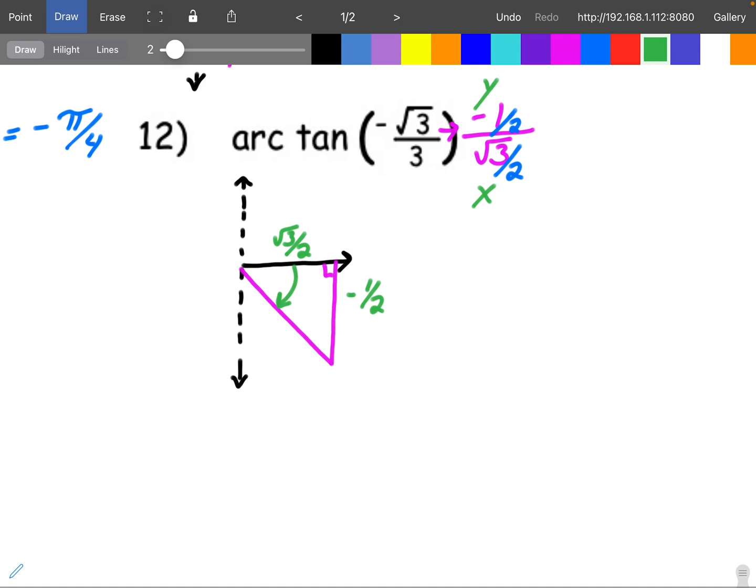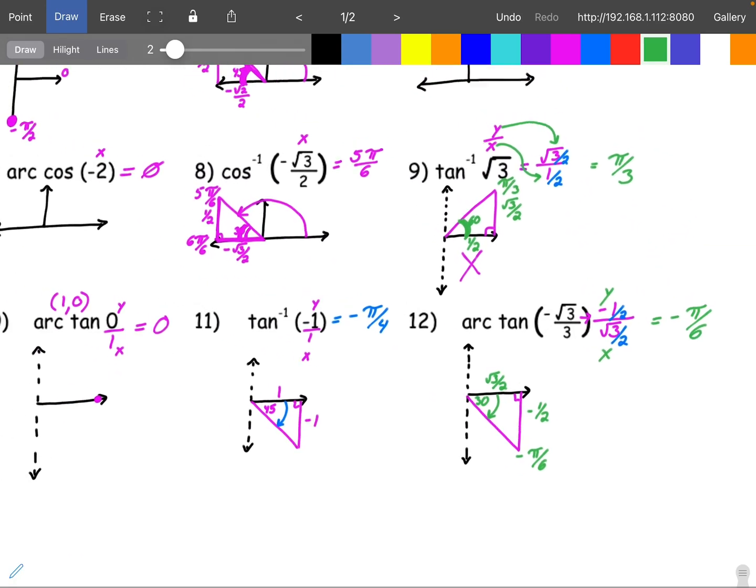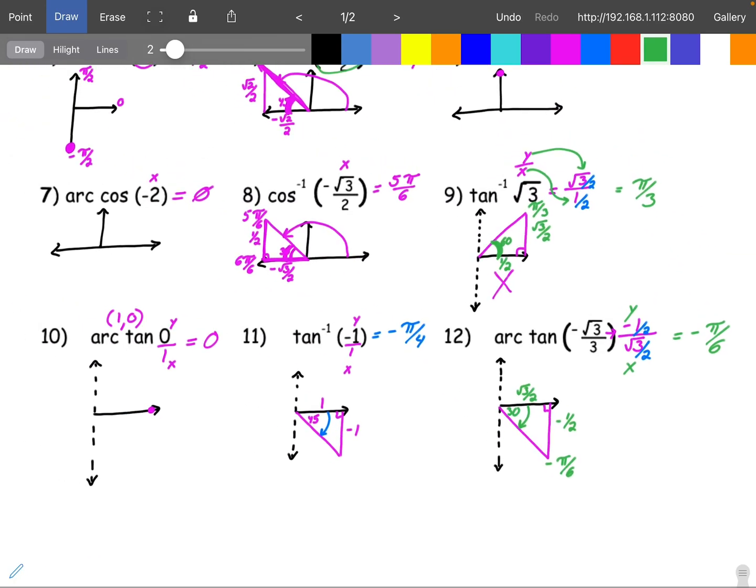Now think about, what does that mean that this angle is? Well, I know that across from 1/2 would have to be 30 degrees. And so if I'm going backwards 30 degrees, that's going to take me to a -π/6. So that means that is going to be my answer, -π/6.